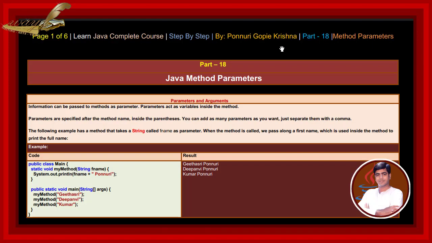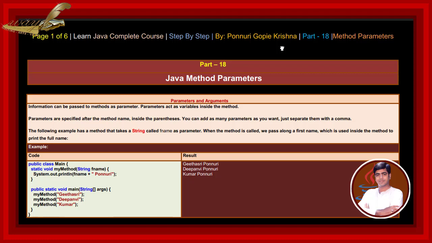In this session, let us learn about Java method parameters. Parameters and arguments. Information can be passed to a method as a parameter. A parameter acts as a variable inside the method. Parameters are specified after the method name, inside the parentheses. You can add as many parameters as you want, just separate them with a comma.